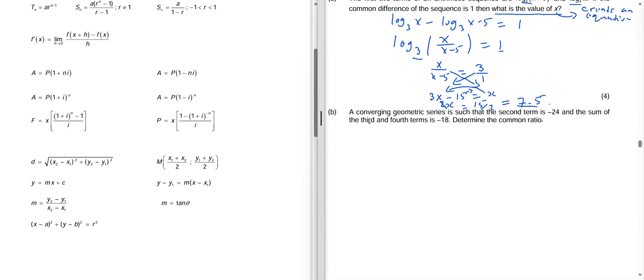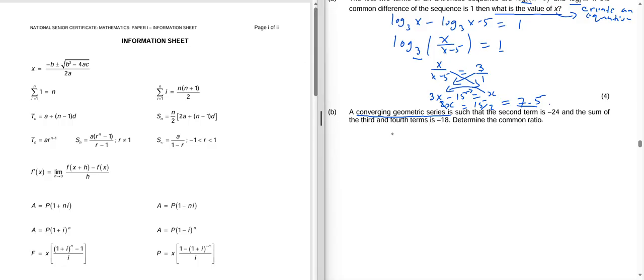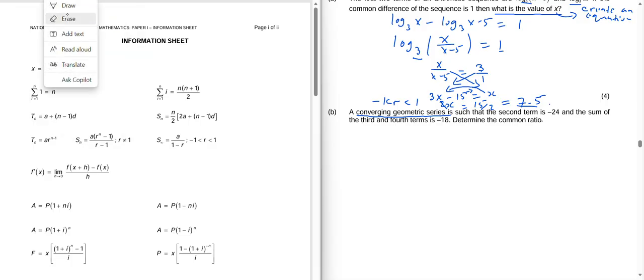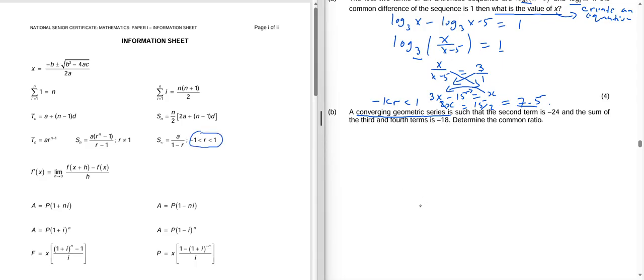In B, we are saying that a converging geometric series. Immediately you hear that, stop and write what you can deduce from there. I can deduce that whenever I have a geometric series and it is converging, the ratio should be between minus 1 and 1. That is the theory that you should remember. So let me just highlight it from the formula sheet. This is the concept. Now, such that the second term is minus 24.